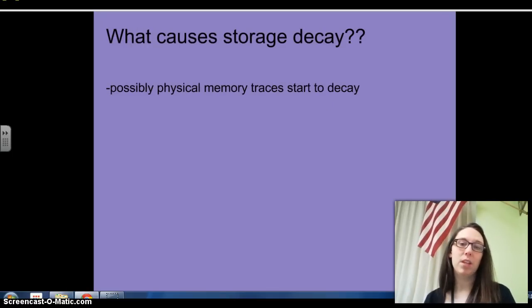So the question is going to be, what actually causes this memory to deteriorate? What creates storage decay, or what explains storage decay? And so you guys have learned at this point about LTP, or long-term potentiation, which provides a neural basis for learning and for memory in general, that over time you actually create new neural pathways, new strengthened neural pathways. And so we think that your physical memory pathways and memory traces might actually start to decay over time. And so that is one thing that could explain all these different rates of forgetting.